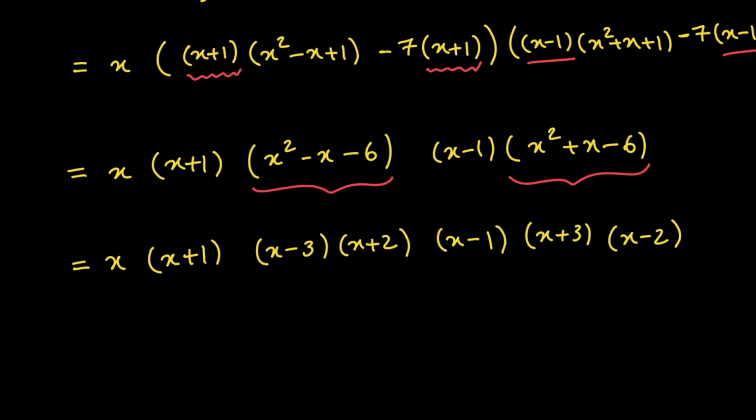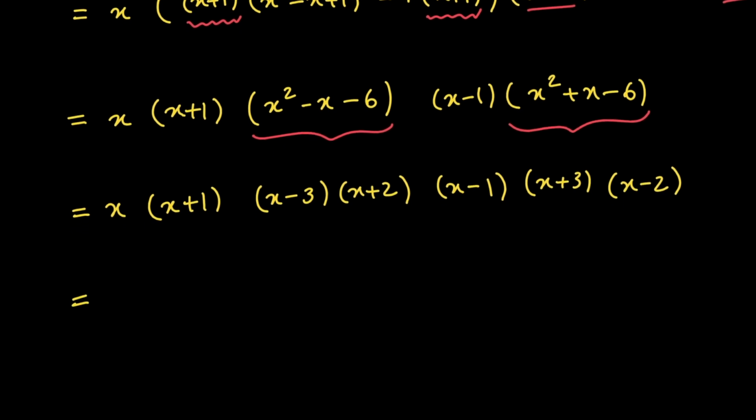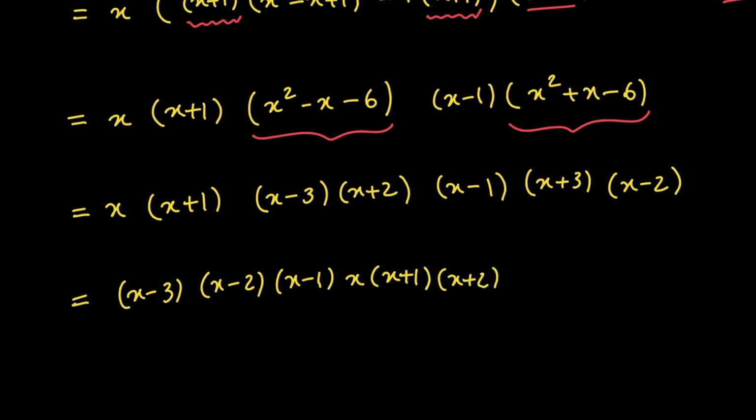Great. So we factored our expression as much as possible, but we can write this a little bit better. Not necessarily better, but a little bit cleaner, I can say. So I can write this as x minus 3 times x minus 2 times x minus 1 times x plus 1 times x plus 2 times x plus 3. Great, so that's nice. And that brings us to the end of this video.